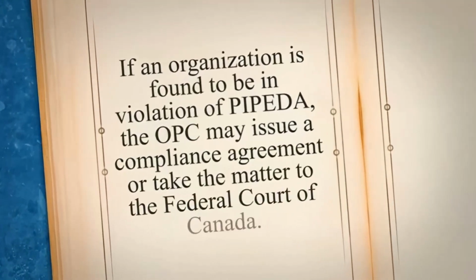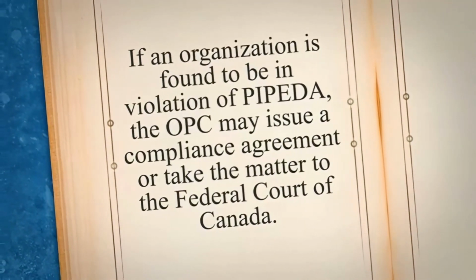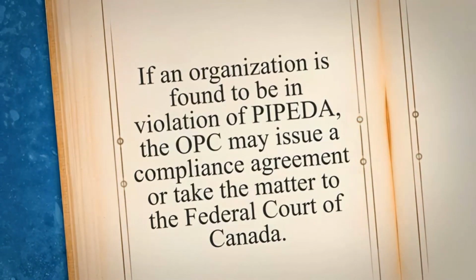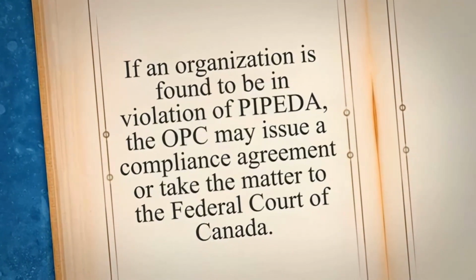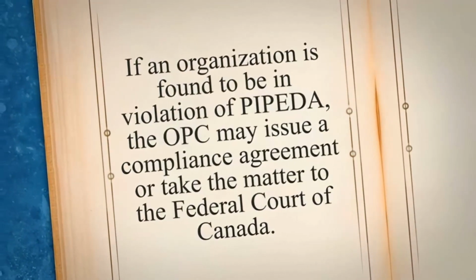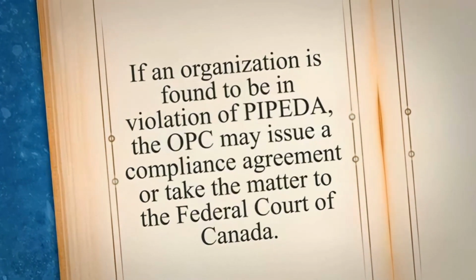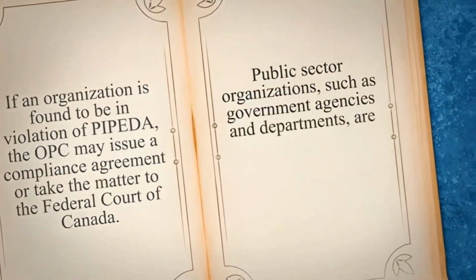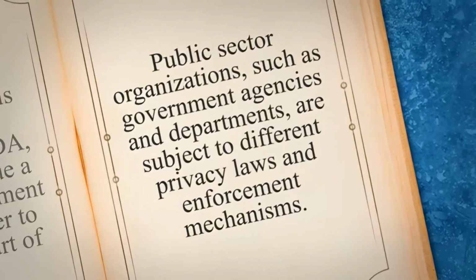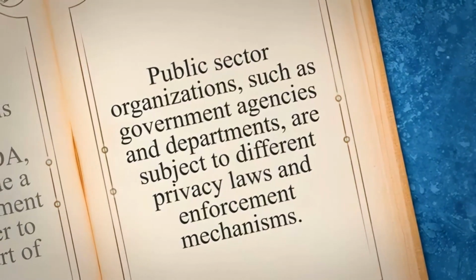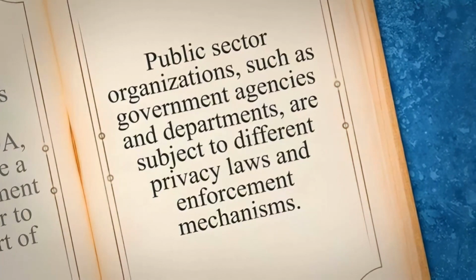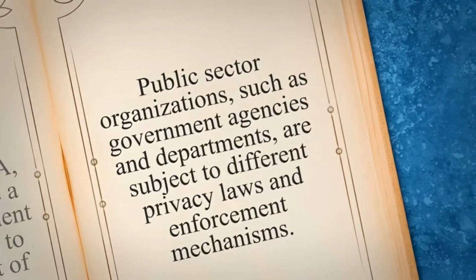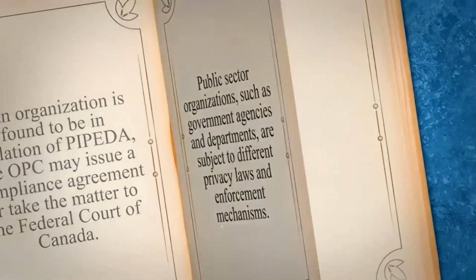The OPC has several tools at its disposal to enforce PIPEDA, including conducting investigations, making recommendations, and taking legal action. If an organization is found to be in violation of PIPEDA, the OPC may issue a compliance agreement or take the matter to the Federal Court of Canada. It's important to note that PIPEDA only applies to private sector organizations engaged in commercial activities. Public sector organizations, such as government agencies and departments, are subject to different privacy laws and enforcement mechanisms.